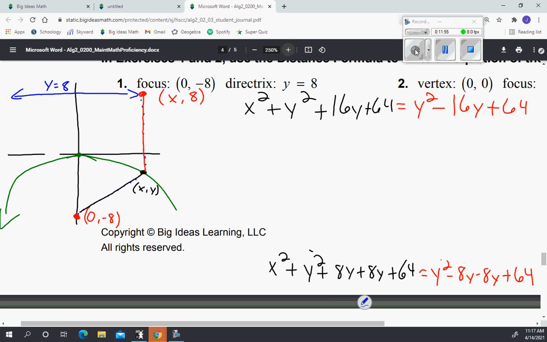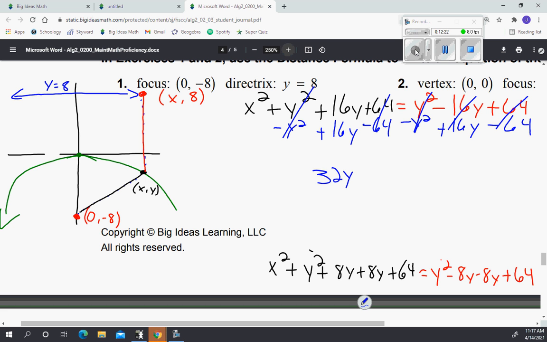Okay, now I'm going to simplify. If I subtract y squared, that cancels out. If I add 16y, that cancels out on the right, and on the left I get 32y. If I subtract 64, that cancels out. So I have nothing on the right side, and I still have x squared plus 32y equals 0.